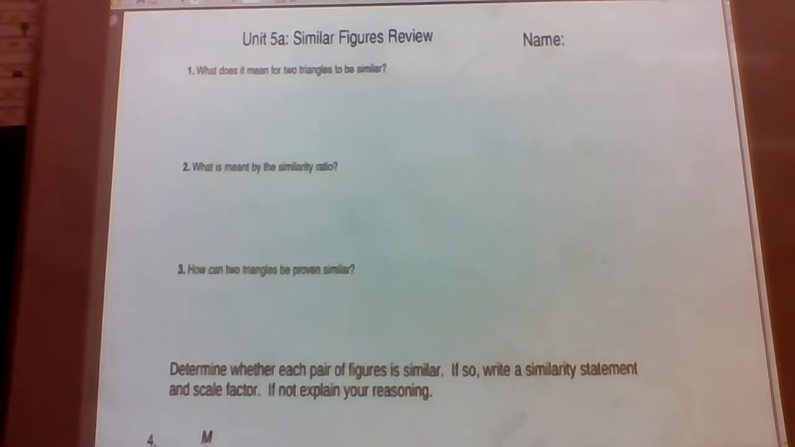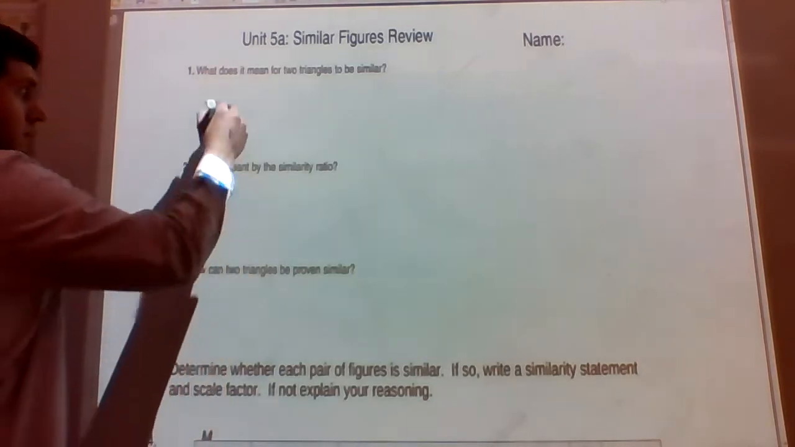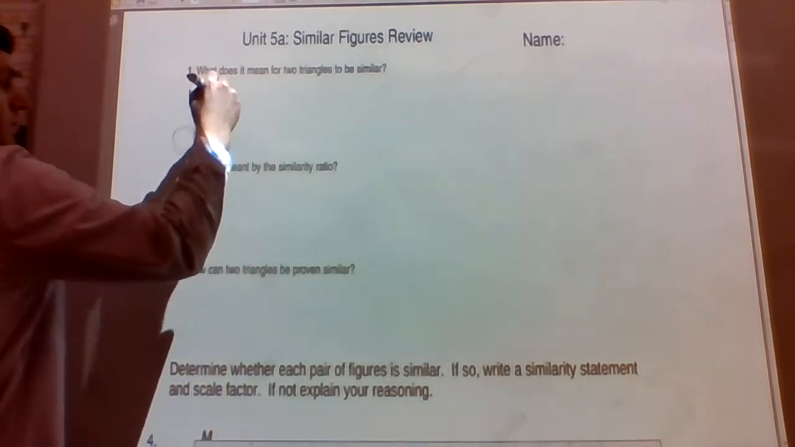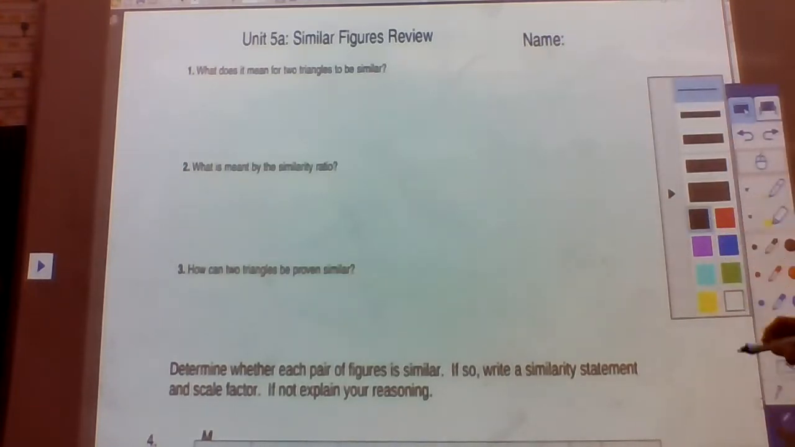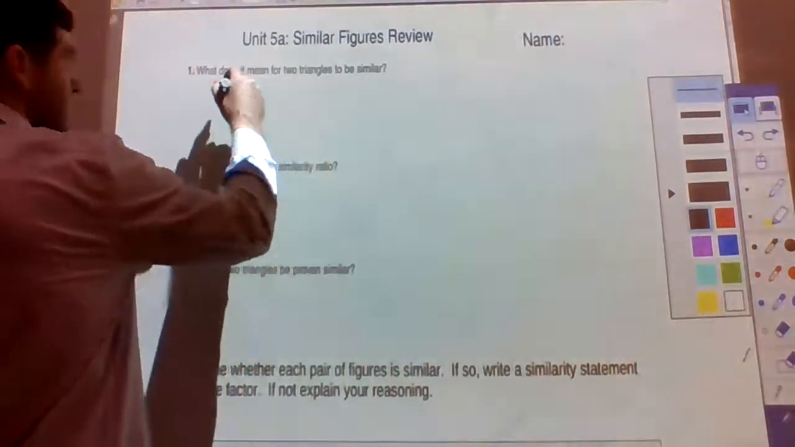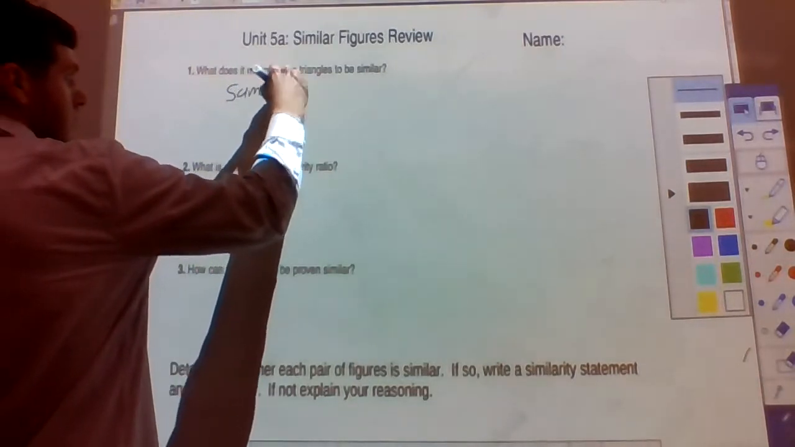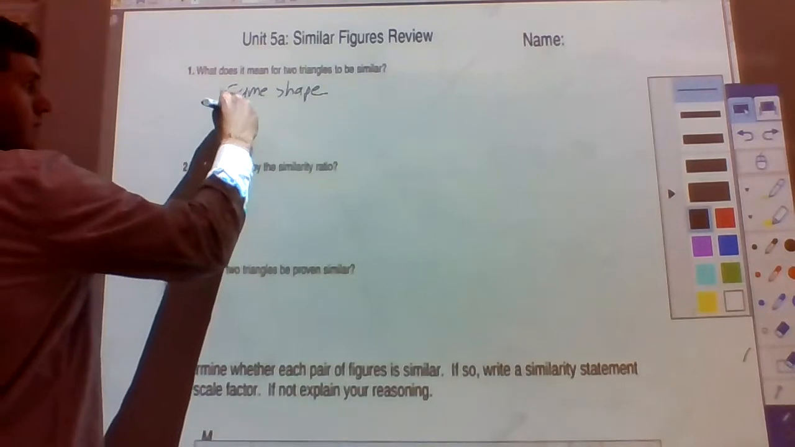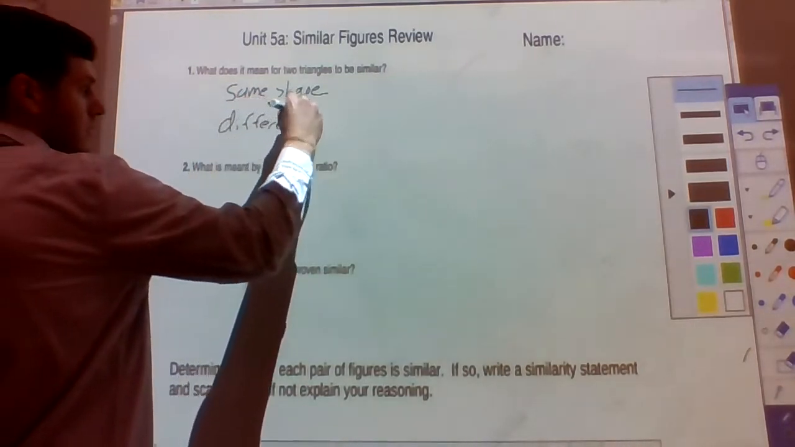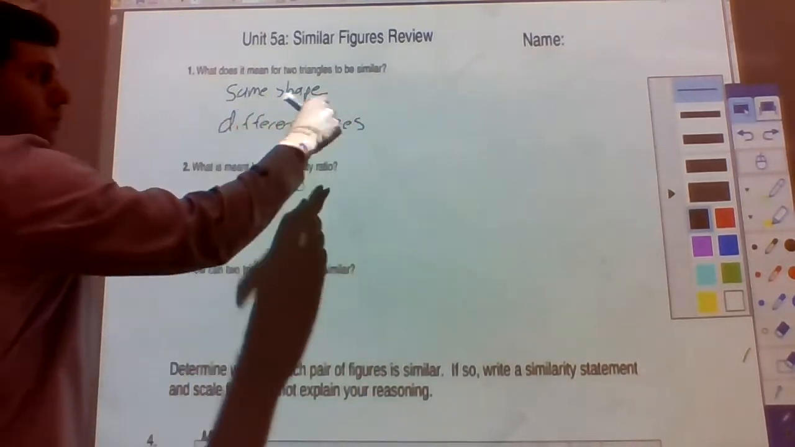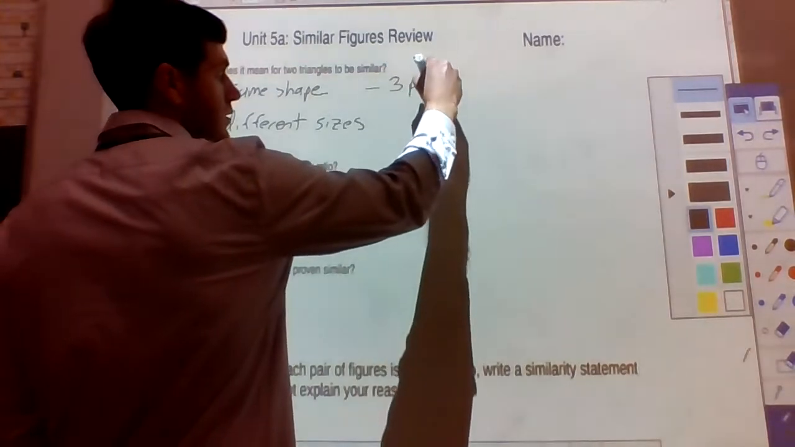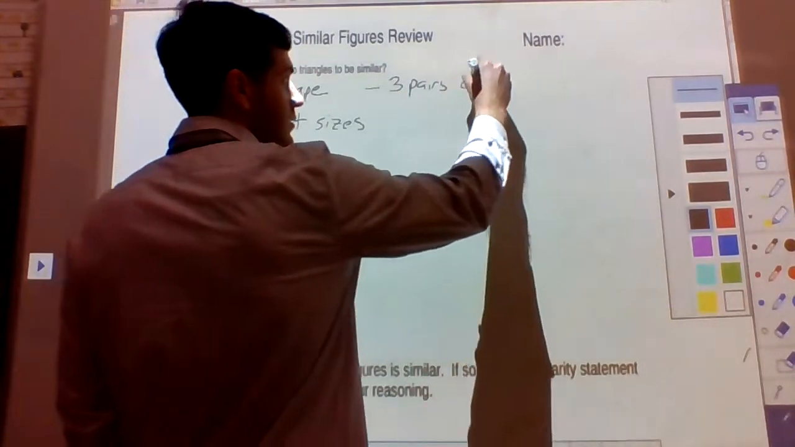So what does it mean for two triangles to be similar? Similar triangles are different sizes, same shape. So we have same shape, we have different sizes. Okay, same shape. So we're going to have 3 pairs of congruent angles.